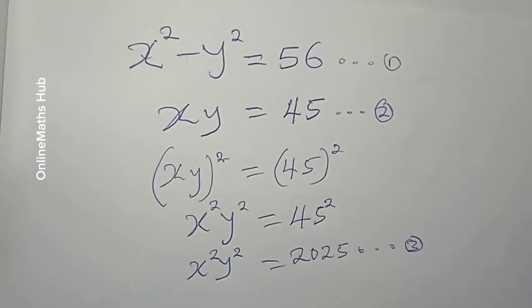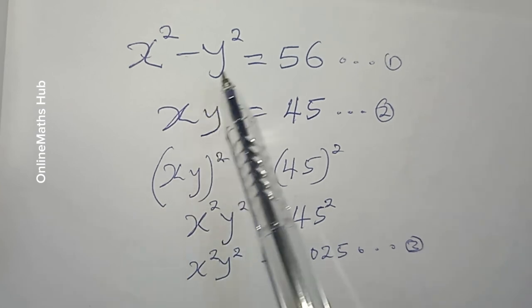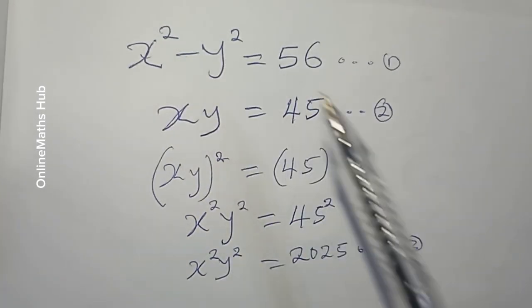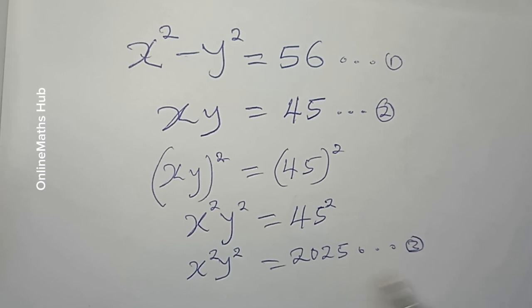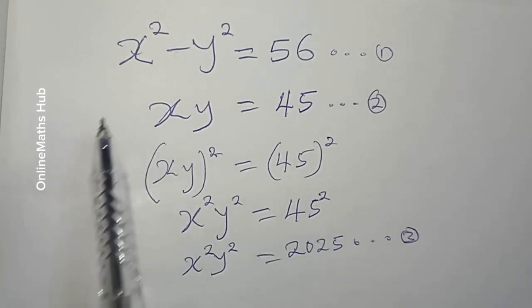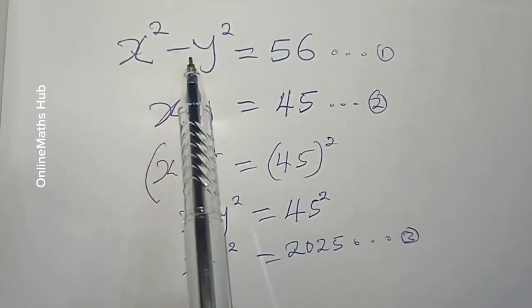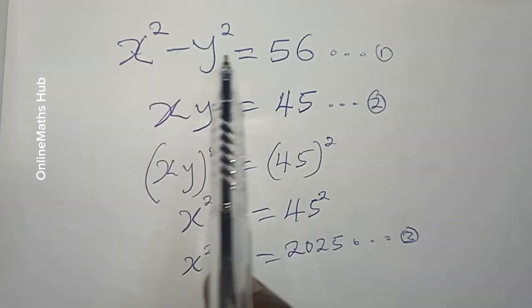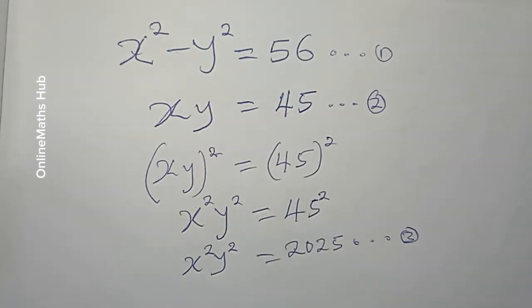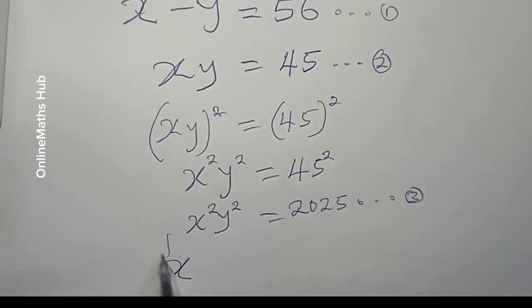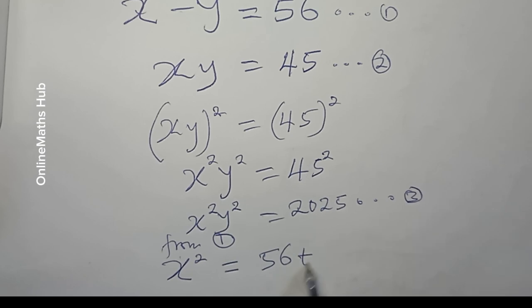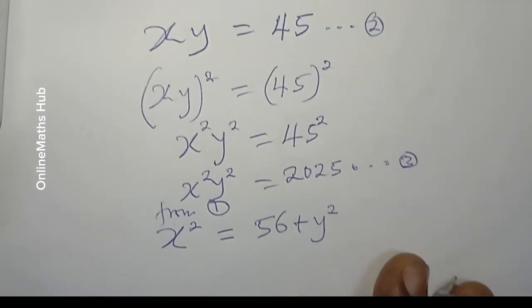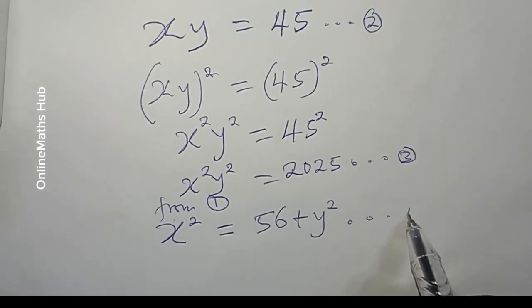What we are going to do is, from equation 1 here, we can make any of these variables the subject, and then substitute it in equation 3. So let's make x squared the subject of the formula in equation 1. When we do that, x squared will be equal to 56 plus y squared. So from equation 1, x squared is going to be equal to 56 plus y squared. We can name this equation 4.